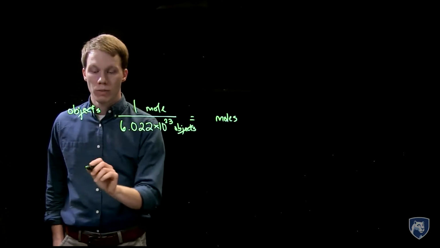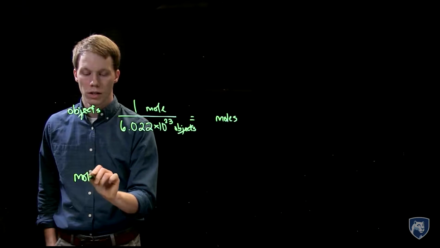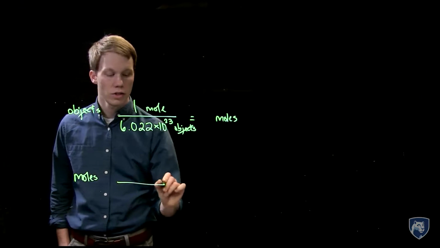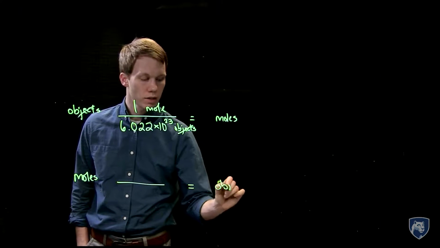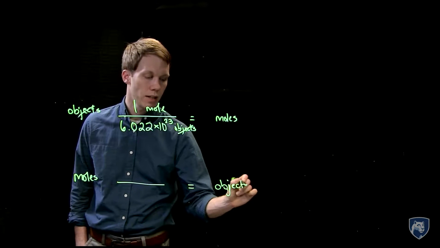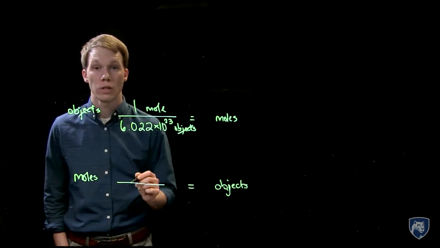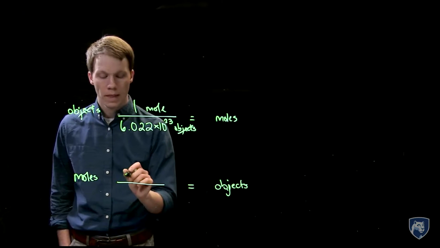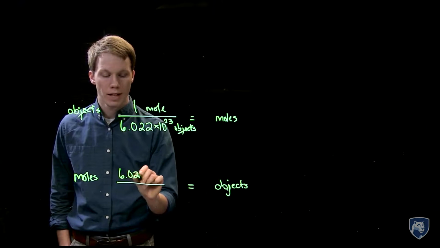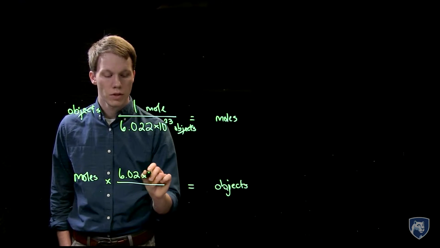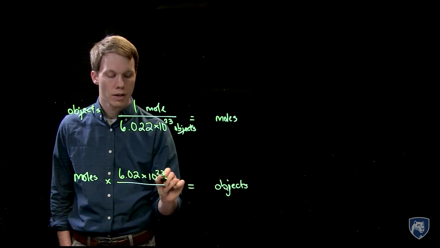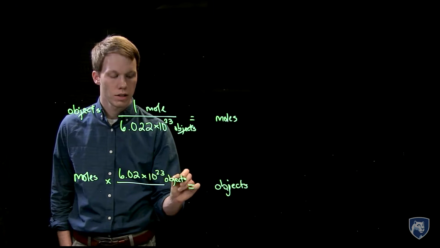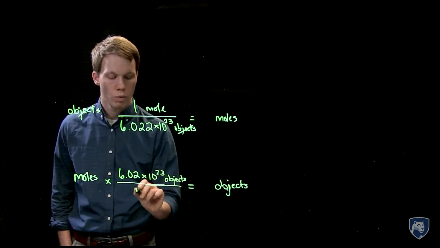The opposite case, where we start with moles and are asked to convert to objects, again, objects being atoms, molecules, photons, whatever we're interested in counting, we would multiply by Avogadro's number, 6.02 times 10 to the 23rd power objects per 1 mole.